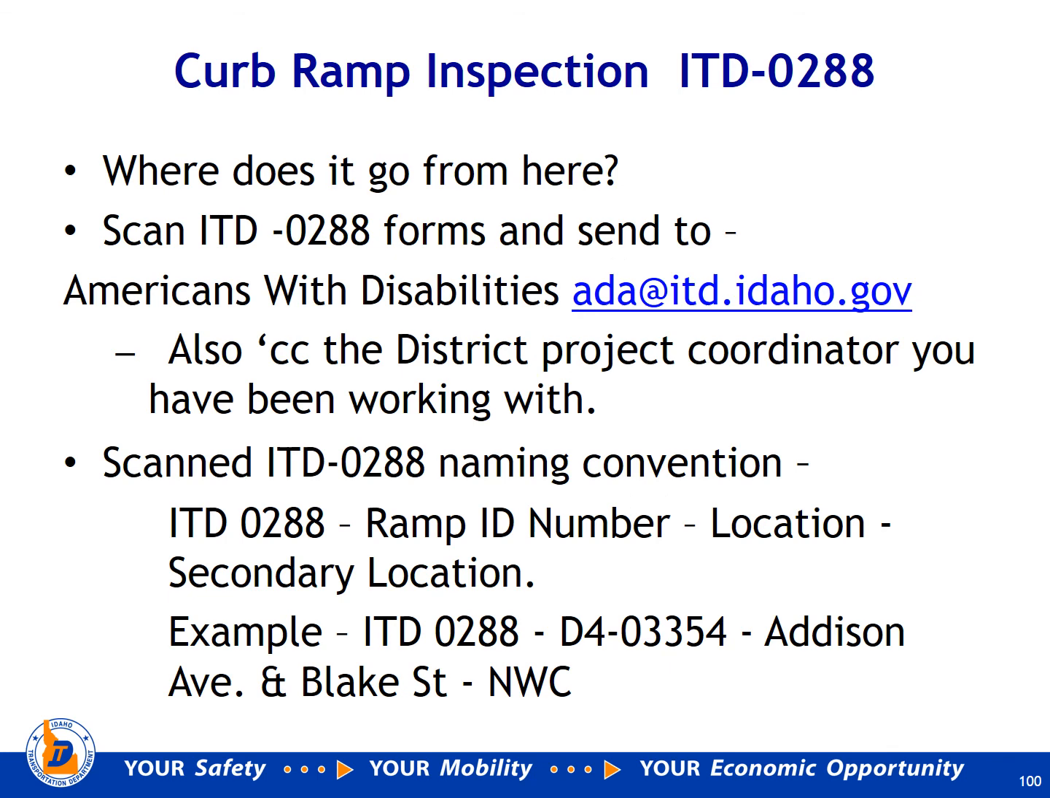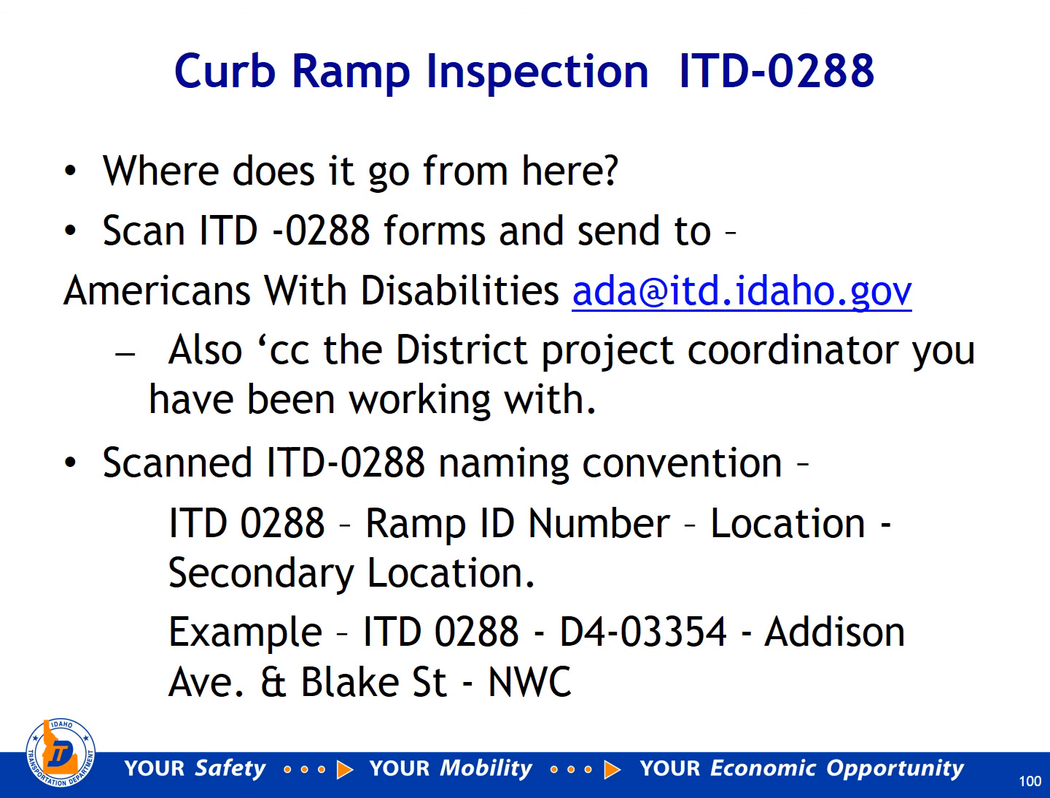So where does it go from here? ITD needs to be sure that ADA compliant ramps are all documented. As we mentioned earlier, the FHWA is responsible for seeing that we bring our facilities into compliance. ITD is required to report our progress to FHWA. What we need is for the inspection forms, once they're completed, to be scanned and sent to our website for Americans with Disabilities, which is ada@itd.idaho.gov. Also, it needs to be CC'd to the district project coordinator you are working with in your location.